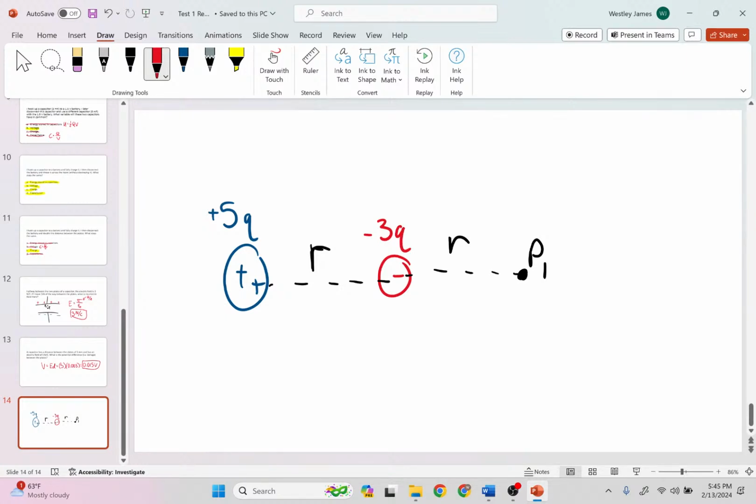What is the potential at point P? This is a good problem. I'm glad this is a good one to end on. What is the potential at point P1? So whenever you're talking about potential, we're going to use this. Go ahead and give that to y'all, save y'all a little bit of time.